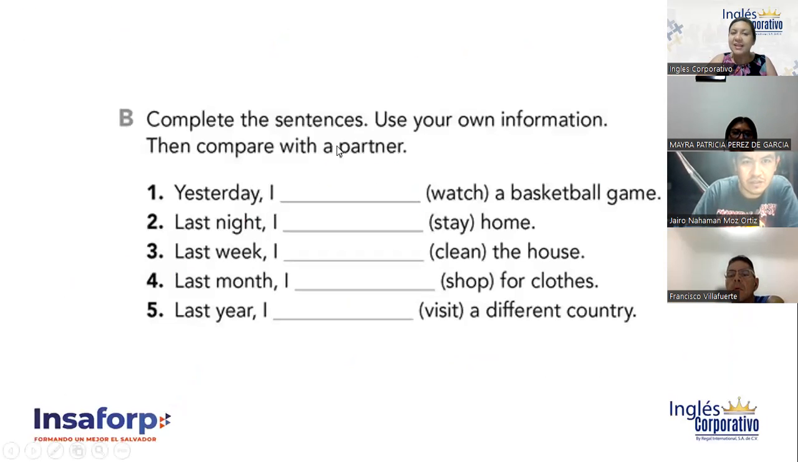Okay, you have to complete the sentences, use your own information, then compare with a partner. In this case, use your own information. If you did or didn't do this activity, yesterday I watched a basketball game, or yesterday I didn't watch a basketball game. It depends on you. So let's please complete this sentence. And as you can see, we have past time expressions. Yesterday, last night, last week, last month, last year.